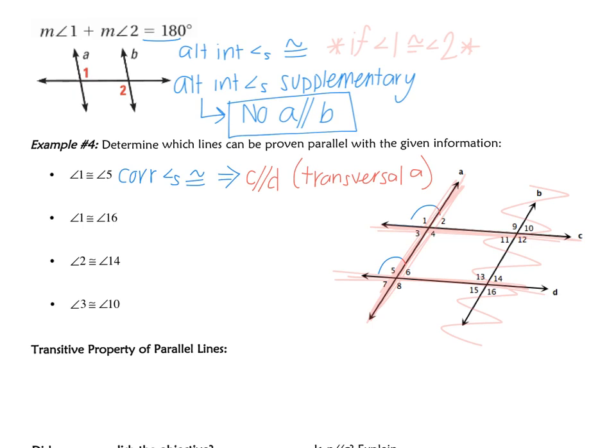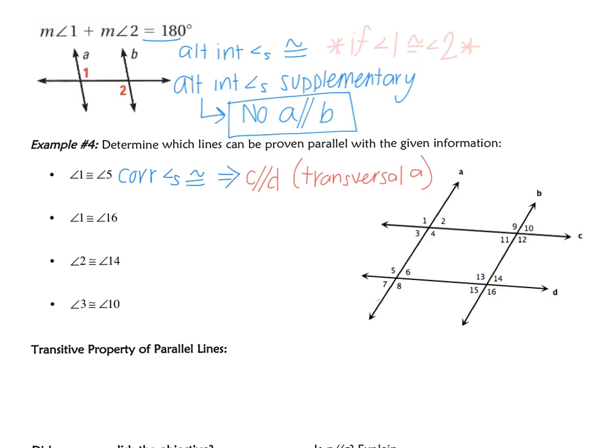Okay, please take a moment, try the next three, identify what type of angles, and if those are able to prove parallel lines. Hopefully you gave these a shot. Let's look at the next three.